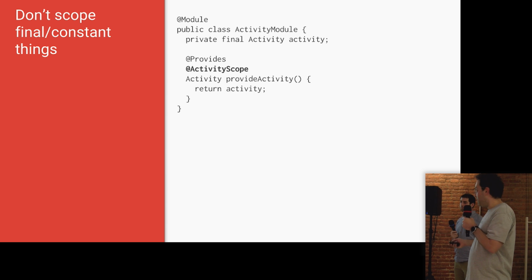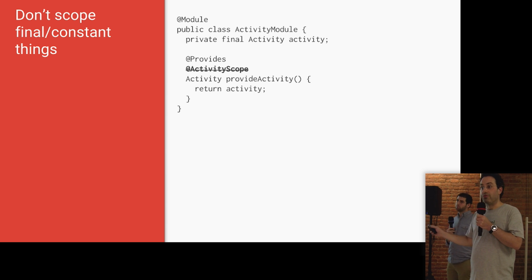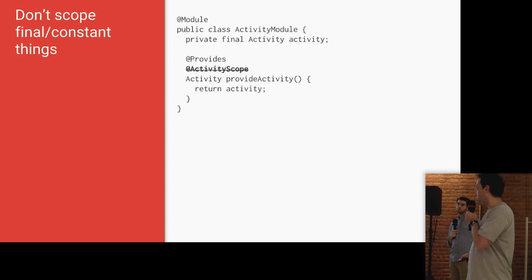So the advice here is use scope when you need it, but as an example, don't use scope here. If you just changed it to this, your application would be exactly as correct. It would just be faster and smaller.